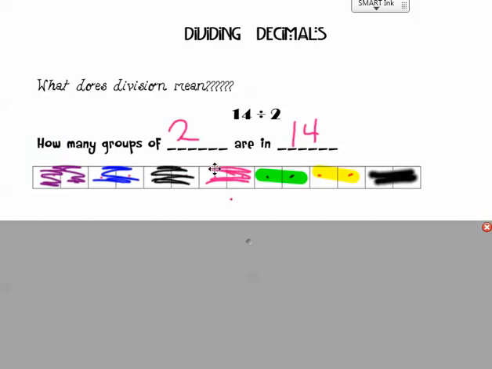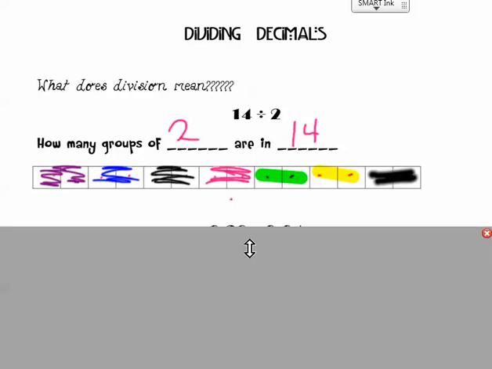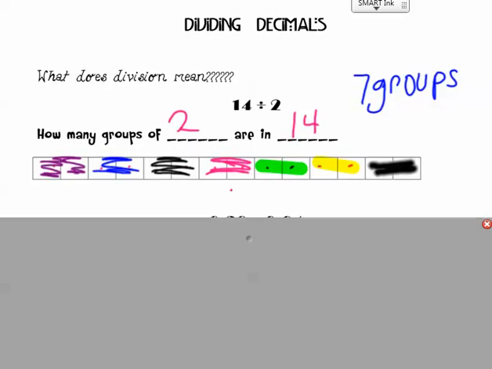I have 14 items and I want groups of 2. So how many groups is that? 1, 2, 3, 4, 5, 6, 7. So 14 divided by 2 is 7. So I have 7 groups. That's all division is: groups of items. So let's take that same concept and move it to decimals.